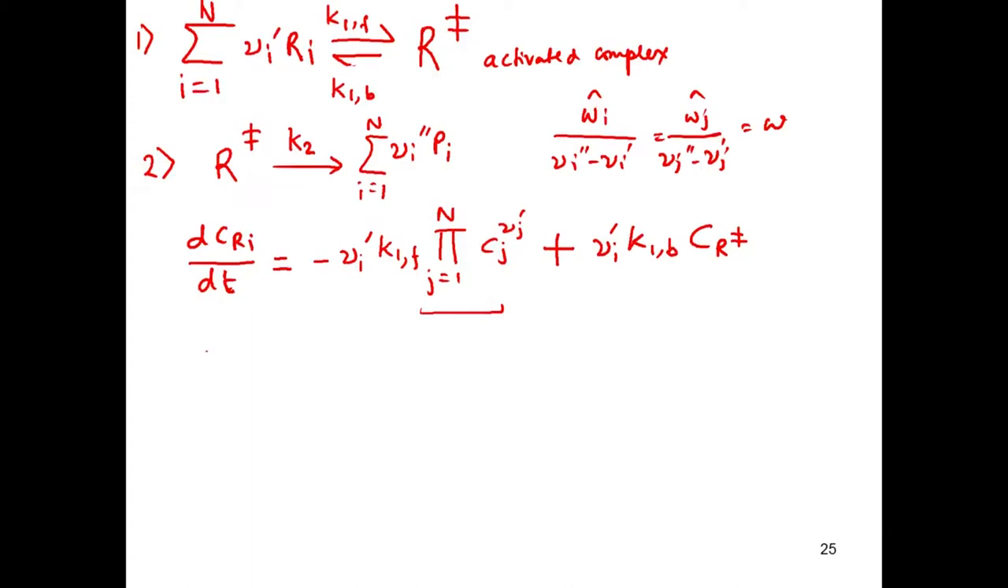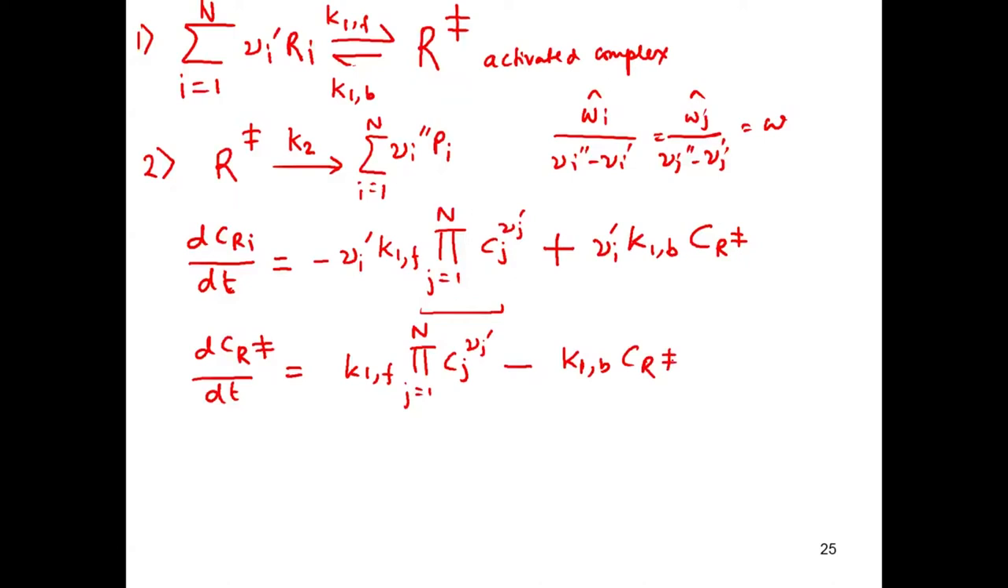Similarly, for the next reaction we can write, not only for the next reaction, for the formation of the activated complex, the rate of formation of the activated complex we can write, because this leads to the production and this leads to the depletion of the activated complex. Okay.